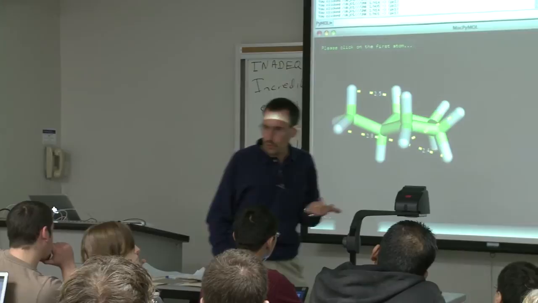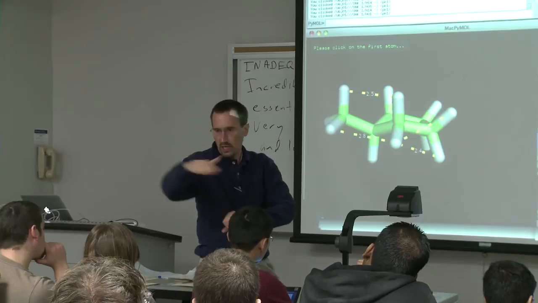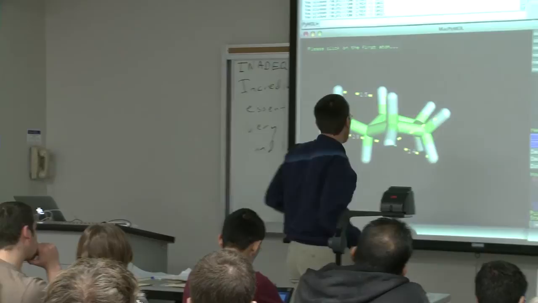Or at least if you're thinking basic Karplus curve, you say, oh, wait a second, 90-degree dihedral, virtually no coupling constant. 170-degree dihedral, well, remember, it's basically a cosine wave. 170 is going to be a big J value.